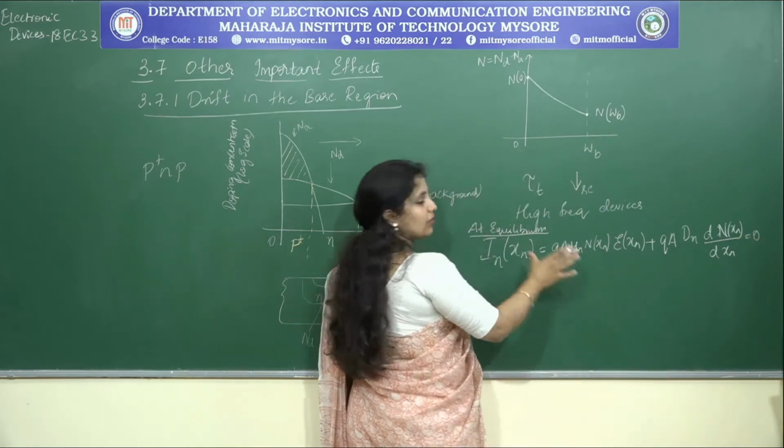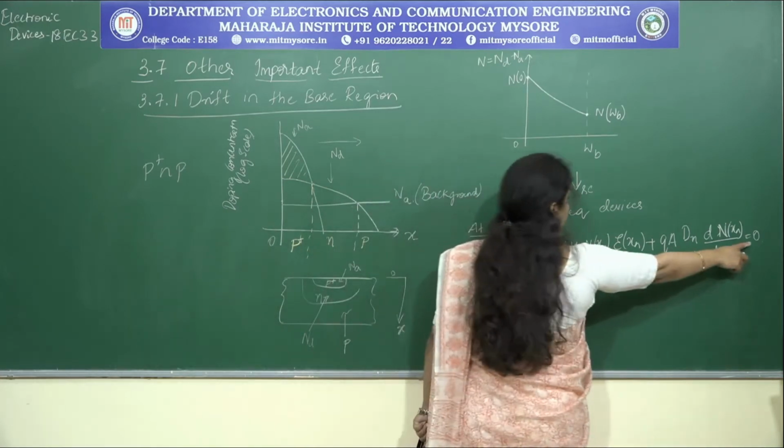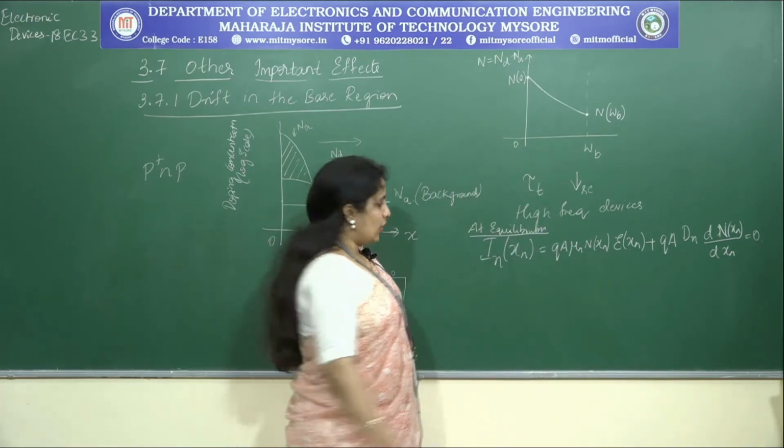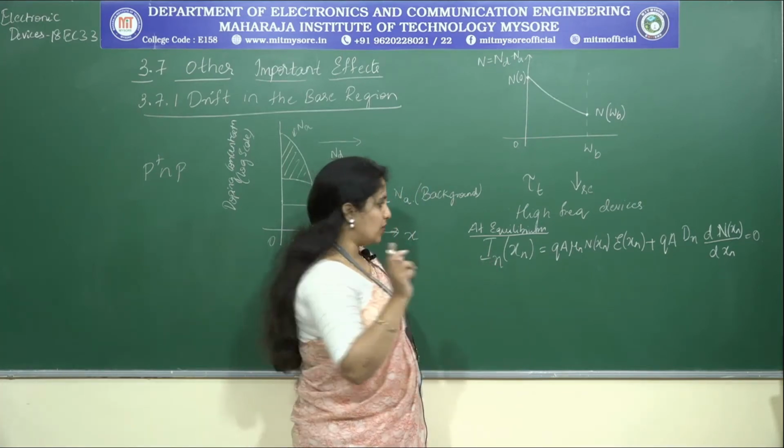We know at equilibrium the sum of the diffusion current and the drift current is equal to 0. Therefore, I have equated it to 0. Here, which current am I considering? Remember, this is the electron current at the base region. That is what I am interested in.